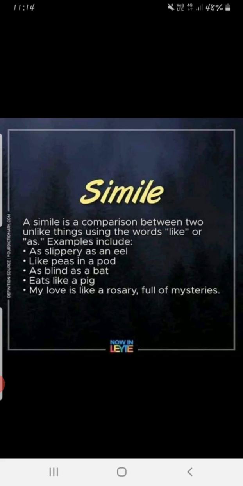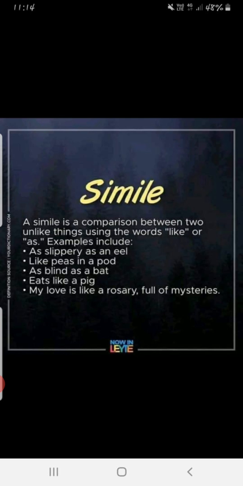My love is like a rosary full of mysteries. Rosary is the prayer we do with a strand of beads. My love is like a rosary means my love is like a prayer full of mysteries, means full of excitements. See how the comparison is given. This expression is called simile. So the words used to compare, like and as, these two words are used to compare two different things as same. This figure of speech is simile.